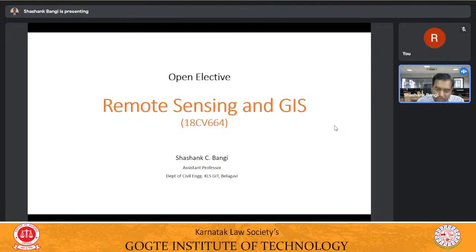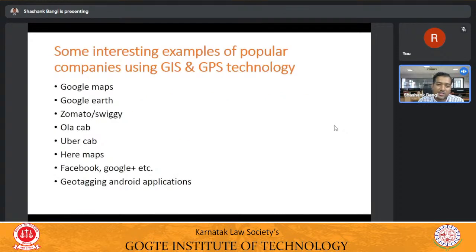Before starting with the basics of remote sensing, I would like to discuss some of the end products from remote sensing and GIS.